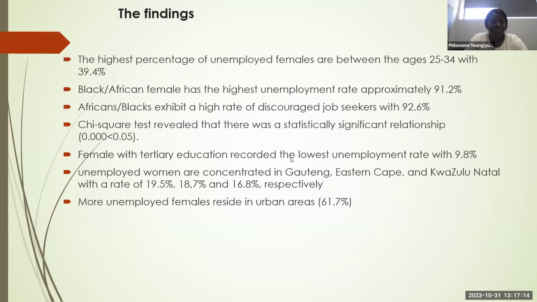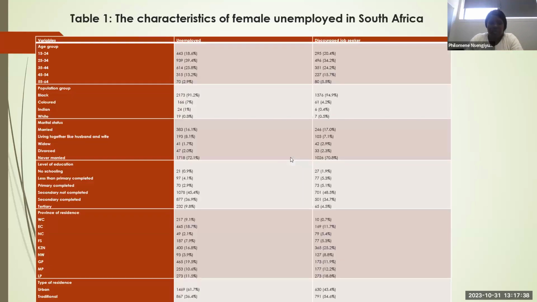I found that more unemployed females reside in urban areas, with 61.7%. And it is obvious, because everyone who is looking for a job tends to move from rural areas to urban areas. That's why we have a concentration of more unemployed females. So this is the table. I don't need to go through the table because what I was supposed to show you in the table, I said in the previous slide.